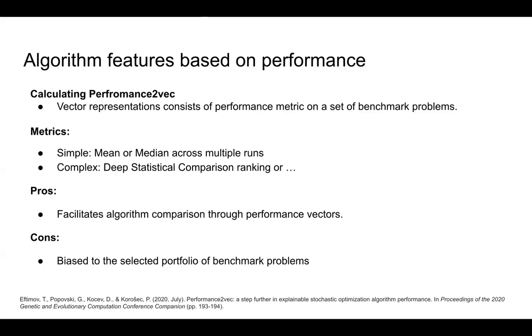And what we can do, instead of doing some statistics, is see how diverse our algorithms are. So how can we measure performance? We can use the mean or median across multiple runs. We can use deep statistical comparison rankings, Friedman rankings, relative rankings. So it depends on what we want to do. They facilitate algorithm comparison through performance vectors.